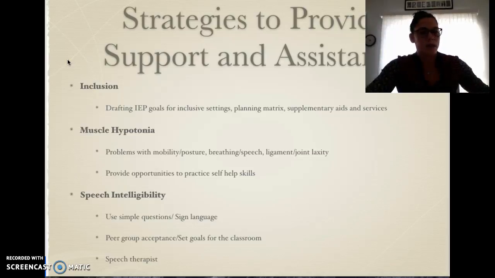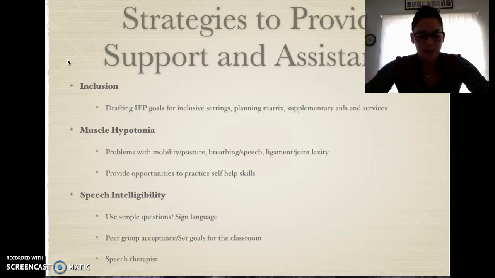And lastly is speech intelligibility. Students with Down syndrome, because of their low muscle tone, have jaw movement difficulties and motor planning difficulties. So this affects others being able to understand what they're trying to say. Many students with Down syndrome exhibit great differences between receptive and expressive language abilities. So using simple questions like the 5 W's and H, or if the student knows sign language, it's beneficial if the teacher learns just the basic signs so that they can have more effective communication between the two of them.